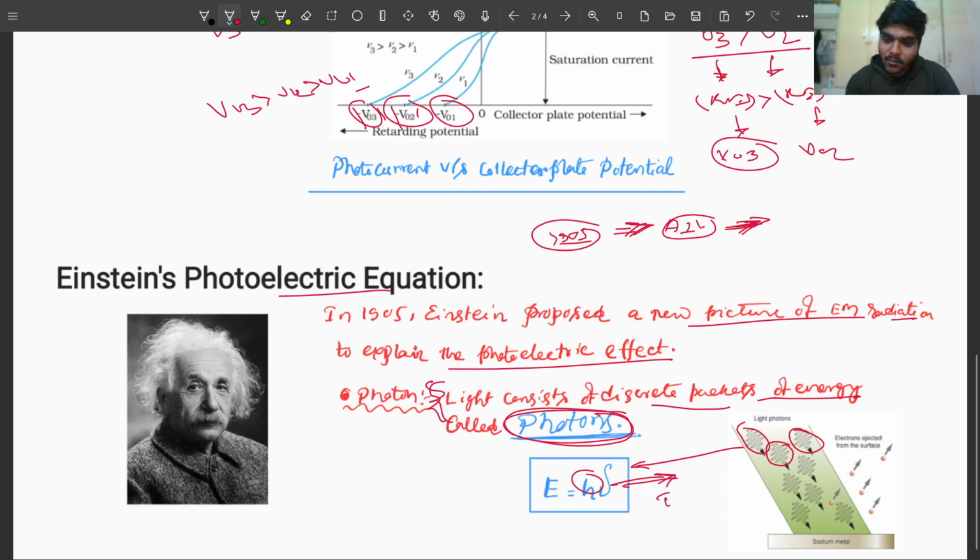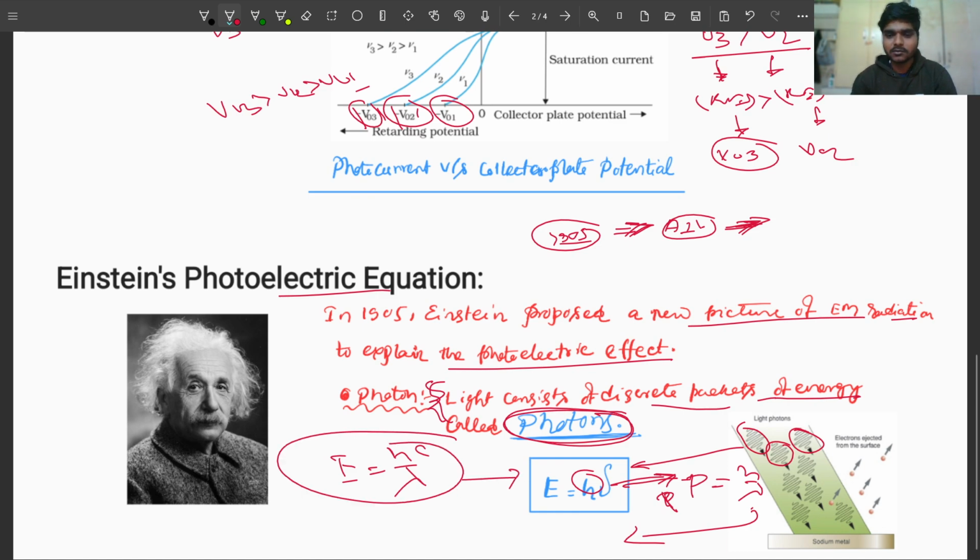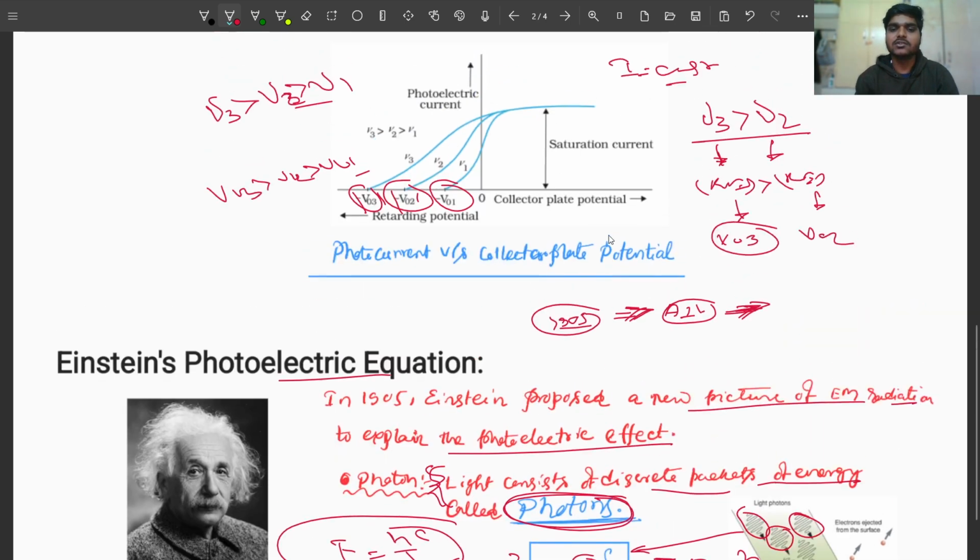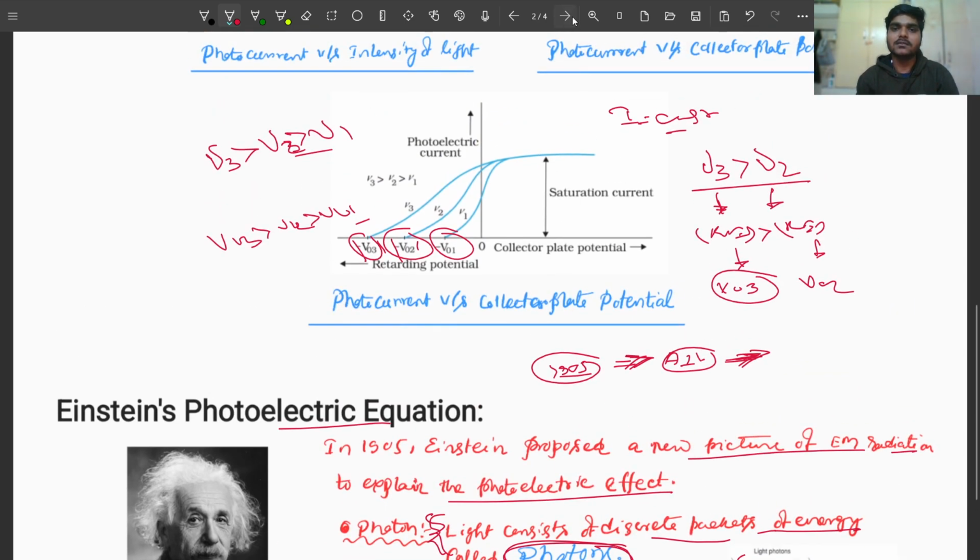And the momentum of these photons is p equal to h by lambda, where lambda is the wavelength of the light. Okay, so you can also express this as E equal to hc by lambda. So both of these relations can be used to measure the energy of a photon.